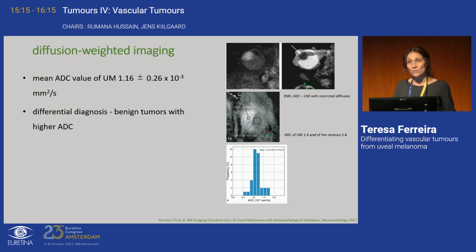Why is this important? Because diffusion will help us see if the mass is suspicious to be benign, which has a much higher diffusion value, or malignant, which usually, like melanomas, has a lower ADC value.